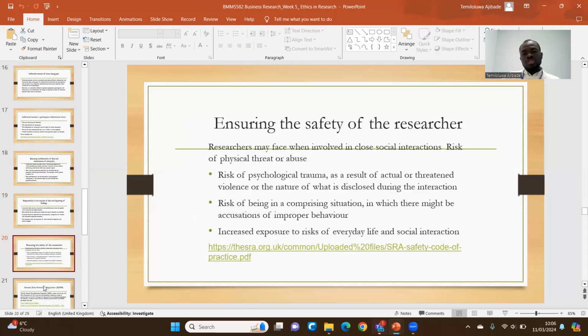Going forward, ensuring the safety of researchers is important. Researchers, when involved in a close social interaction, may face the risk of physical threats and abuse. But now, we have to ensure, as a researcher, you need to put in place safety measures for yourself, and also for people participating in your research.